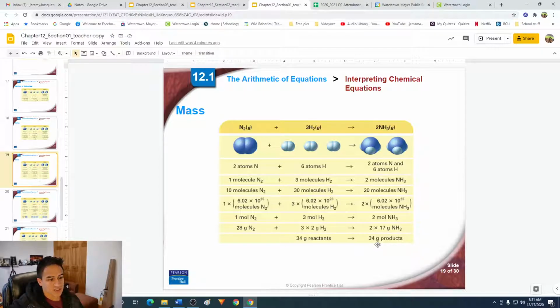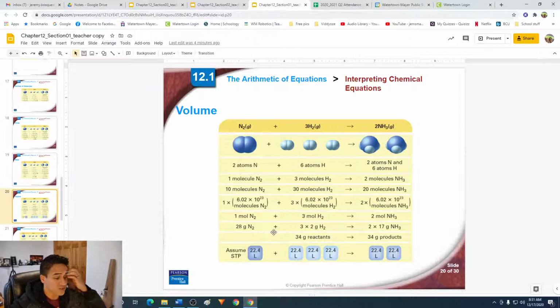Now it's interesting to note here that the total mass of reactants, 34 grams, is the same as the total mass of the products. And that's important because, of course, we do have to obey the law of conservation of mass, which means that if you are starting with 34 grams of reactants, you should be ending with 34 grams of products, because you can't magically create more mass and you can't just delete mass either, okay?